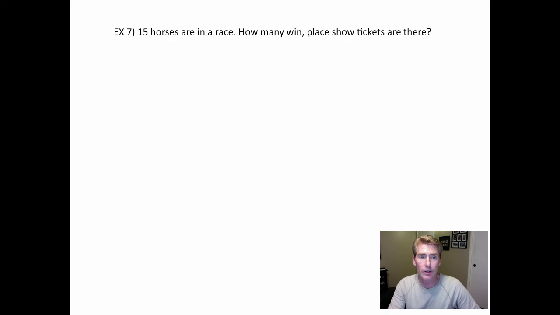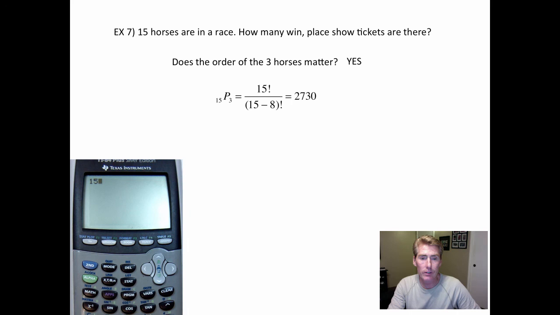Okay, another example. There's 15 horses in a race. How many win, place, show tickets are there? Pretend there's a comma right here, or win, place, and show. That's what it should have. Well, win, place, show is another way to say first, second, third. So does the order matter for a horse race? Yes, the order does matter. So we're going to be using permutations. And if you would like, you could do this formula or use your calculator like the last one.